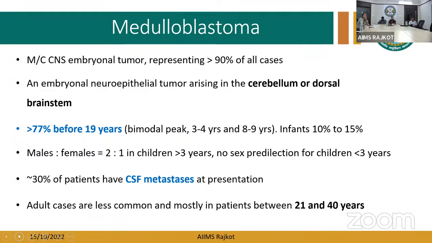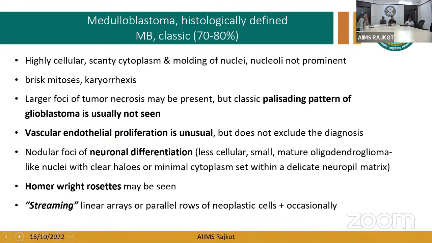Now we will see a short overview of medulloblastoma. It is the most common CNS embryonal tumor, representing greater than 90% of all the cases, and usually it is seen in the cerebellum or dorsal brainstem. 77% of the cases occur before 19 years of age, 10 to 15% of the cases occur in infants, and rarely it can be seen in adults, usually at 21 to 40 years of age. 30% of cases show CSF metastasis at presentation.